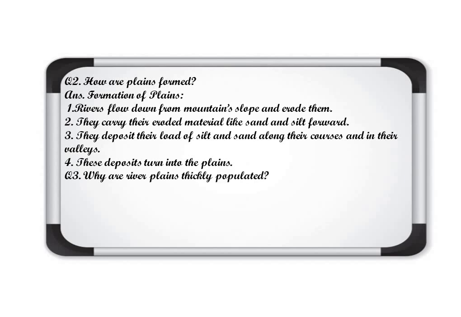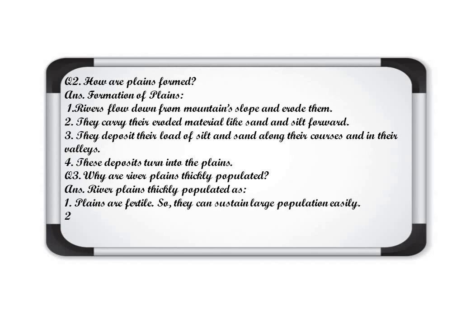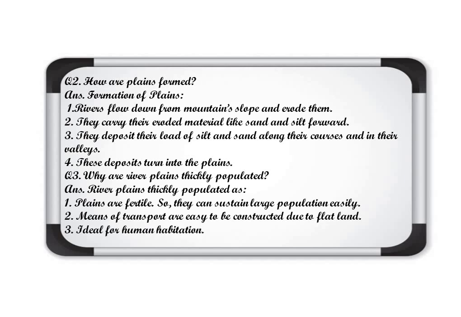Why are river plains thickly populated? Number 1, plains are fertile so they can sustain a large population easily. Number 2, means of transport are easy to construct due to the flat land. Number 3, ideal for human habitation. Along with this, you can write more points, that they are a good source of employment, meaning there are better opportunities of employment in the plain area due to the flat land.